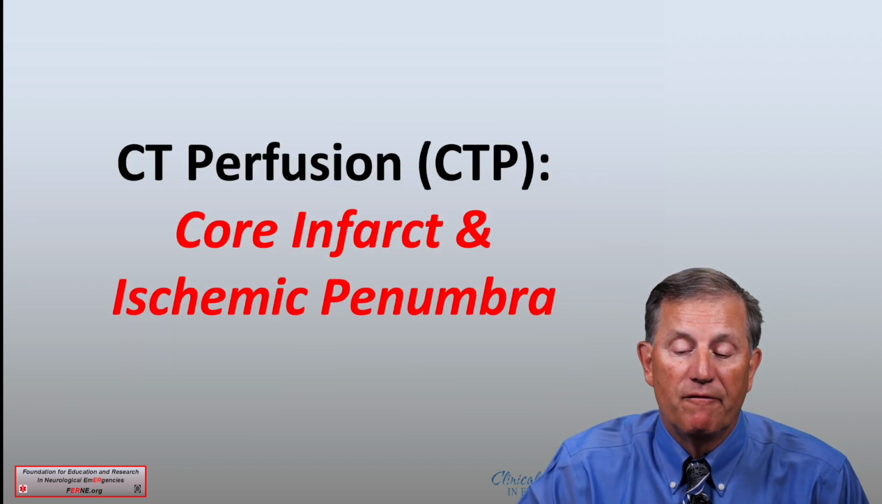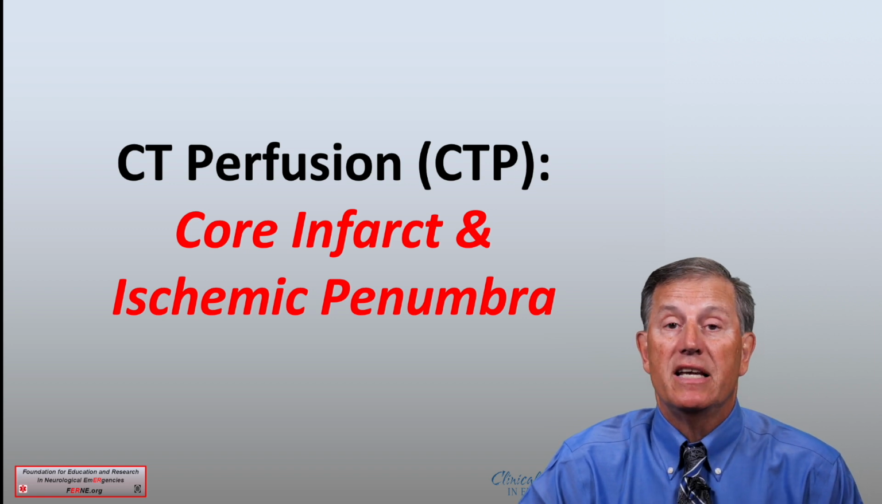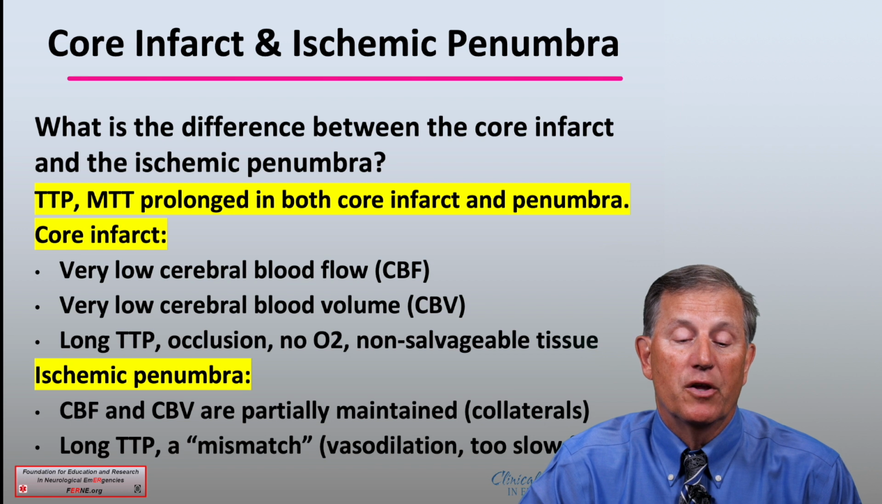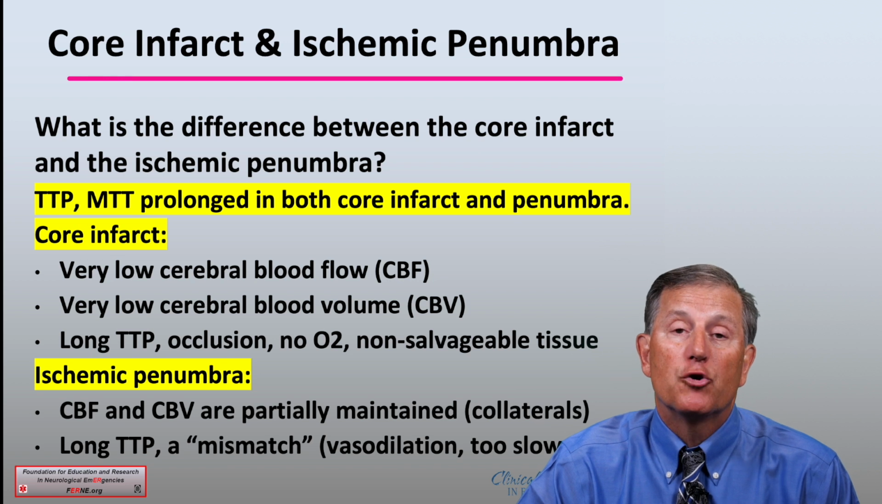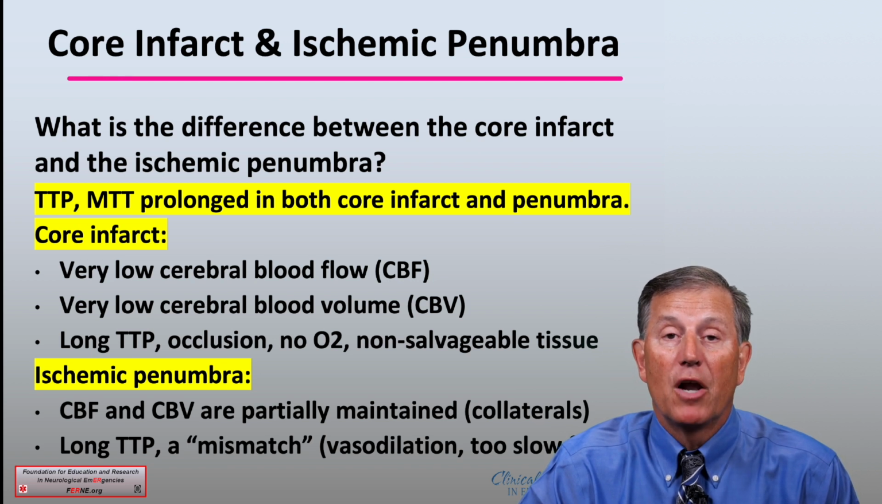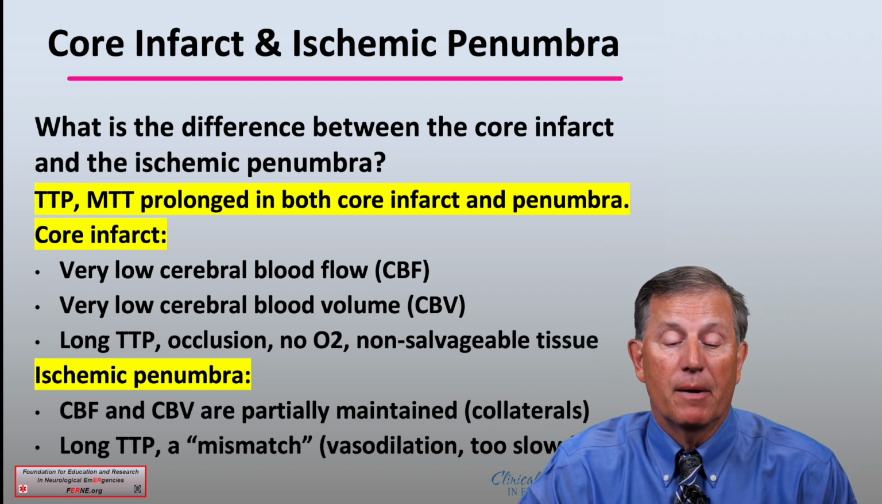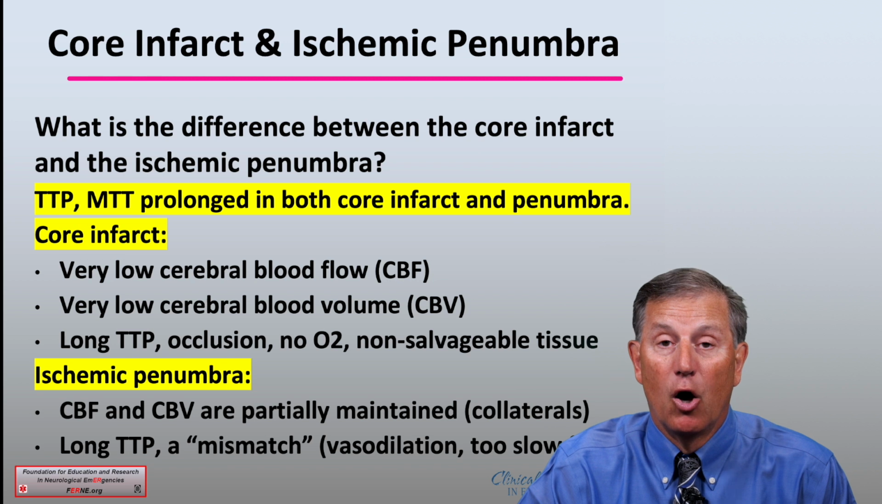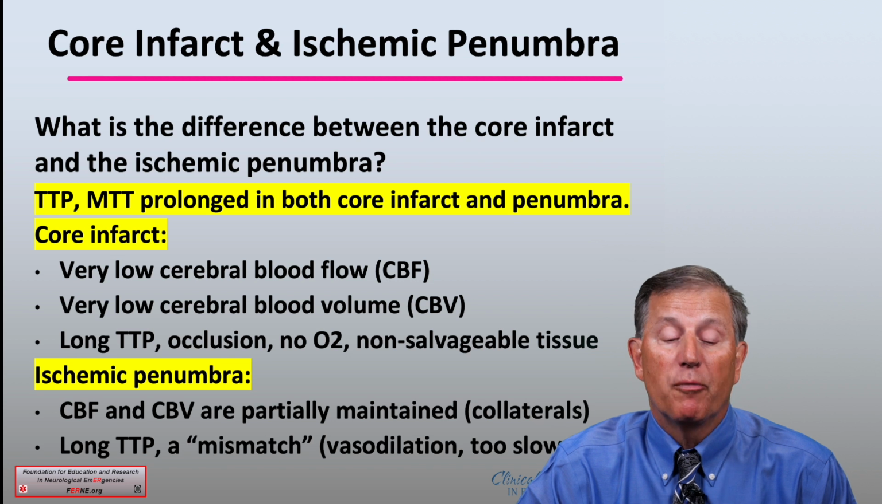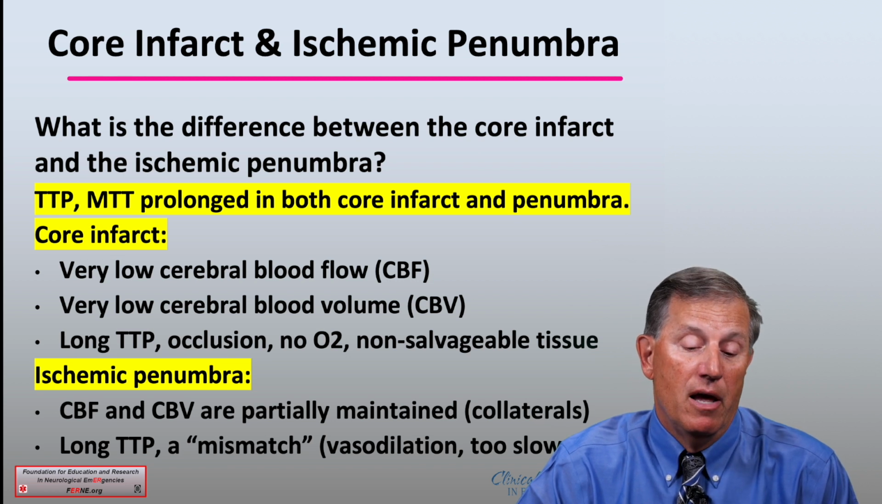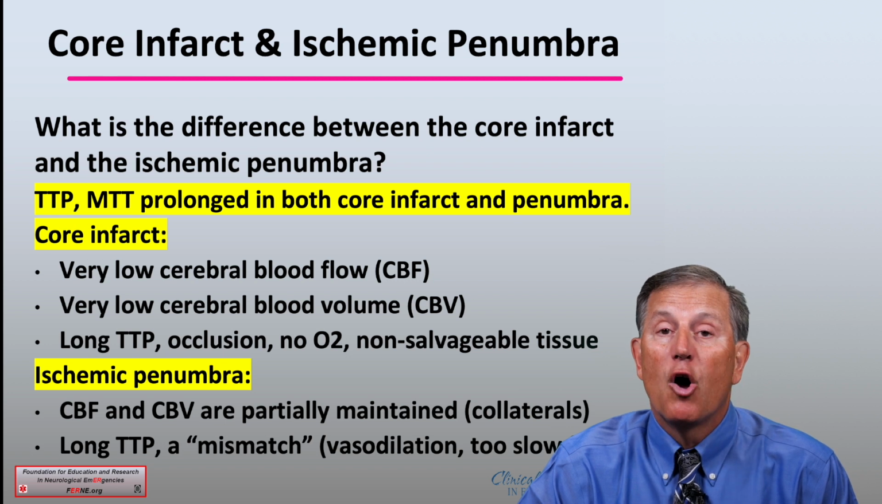Again, let's talk about the core infarct and the ischemic penumbra with regard to CT perfusion. What's the difference between the core infarct and the ischemic penumbra? The time to peak and the mean transit time, in other words, the rate at which blood flows through this at-risk tissue, is prolonged in both the core infarct and the ischemic penumbra. The difference is the core infarct has very low cerebral blood flow and very low cerebral blood volume. In other words, with these both being low and a long time to perfusion and occlusion that's present, there's no oxygen being deliverable, and this is non-salvageable tissue.